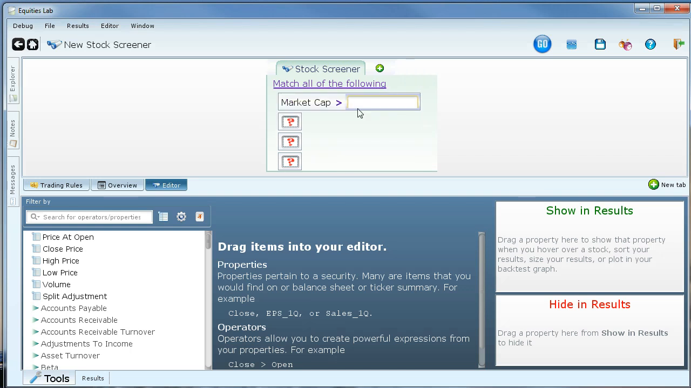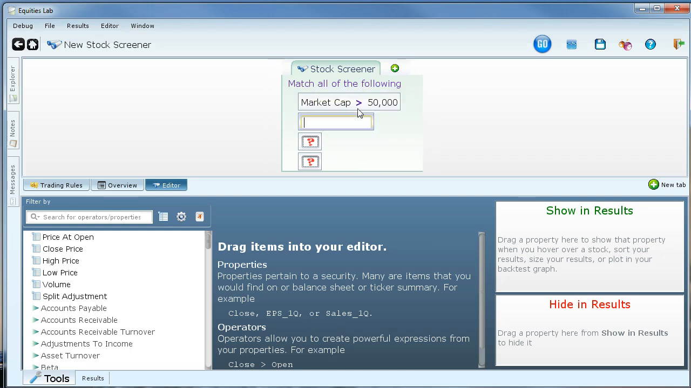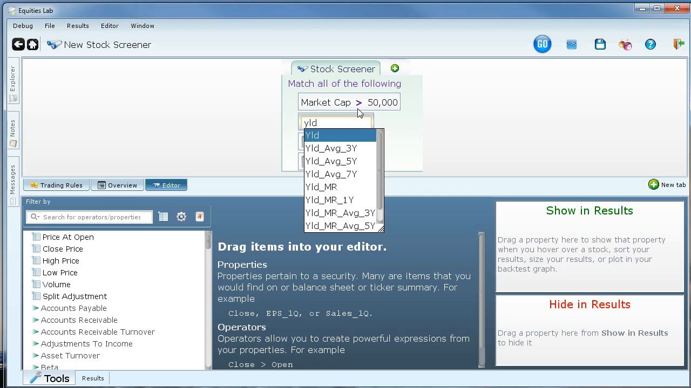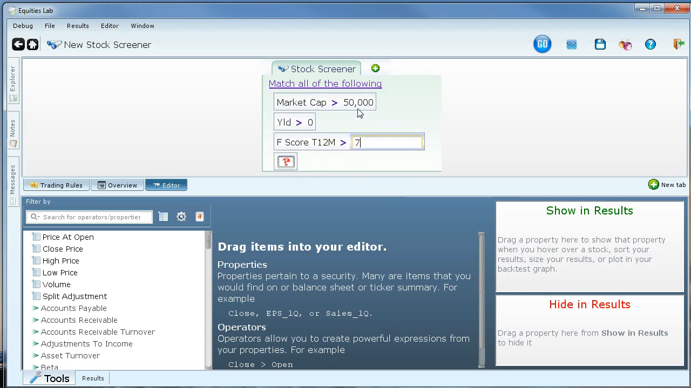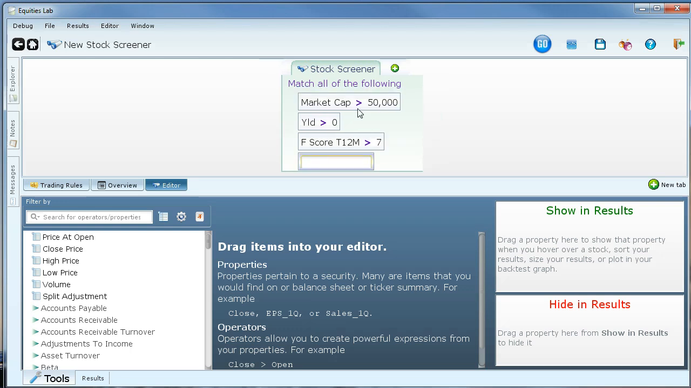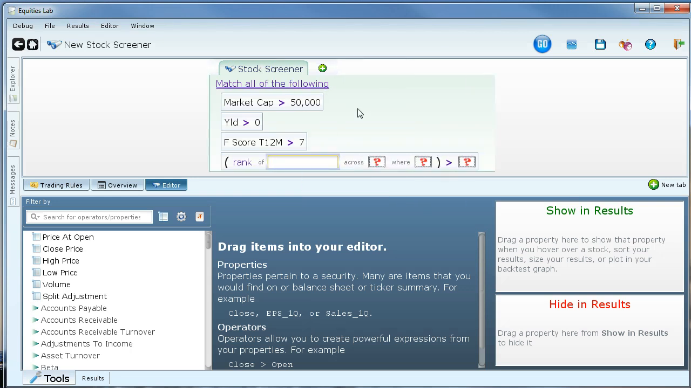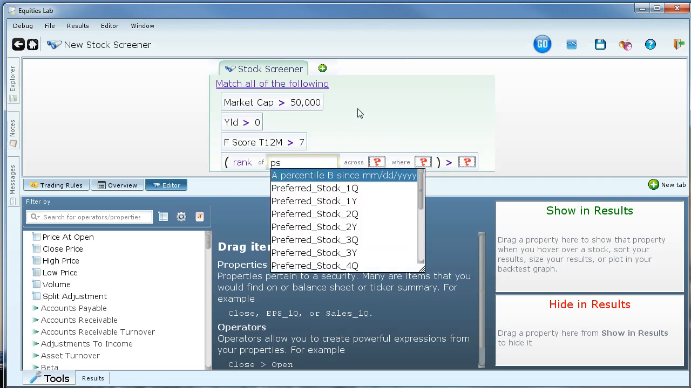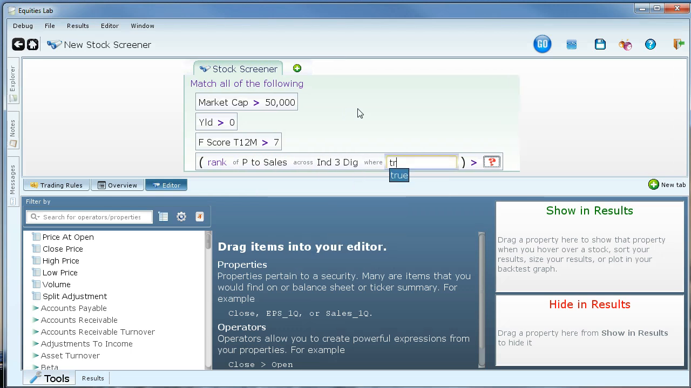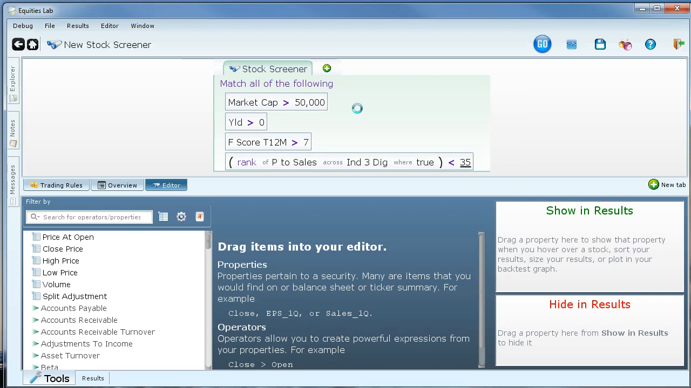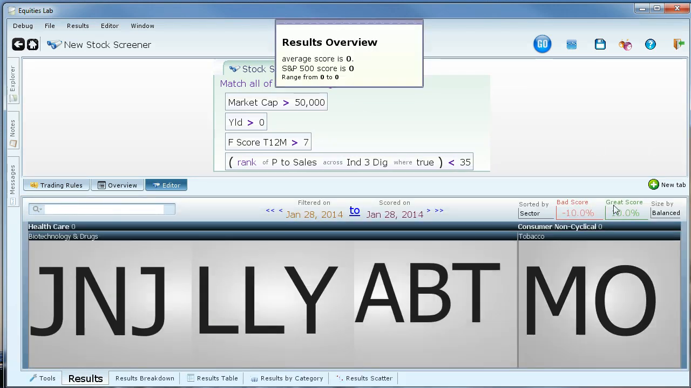So I want market cap to be greater than 50 billion. I want it to pay a dividend. I want it to have good fundamentals highlighted by the Piotroski F score. And I want it to have a price to sales that ranks in the bottom 35% of its industry. Now these are all the stocks that currently pass that strategy.